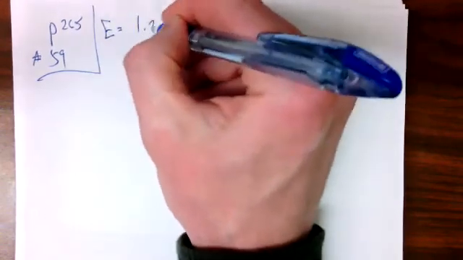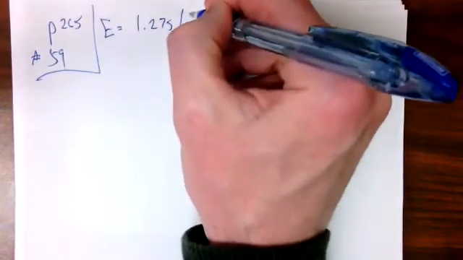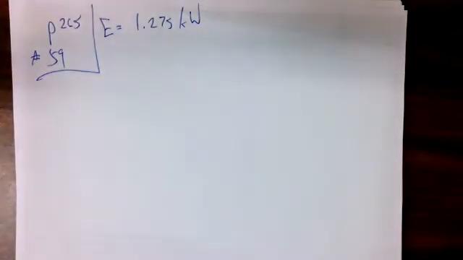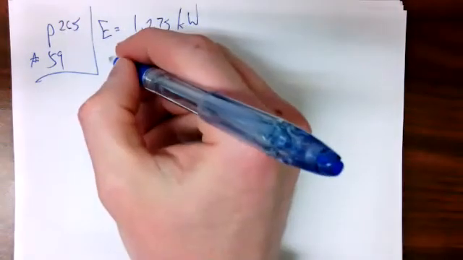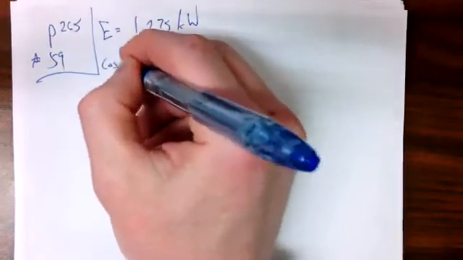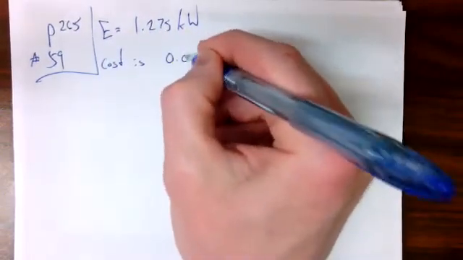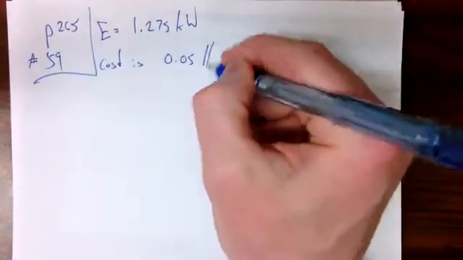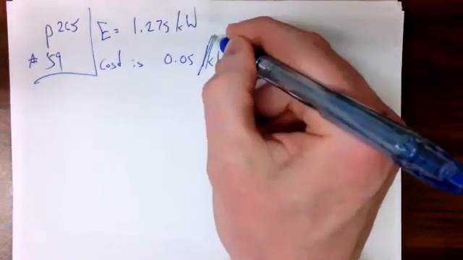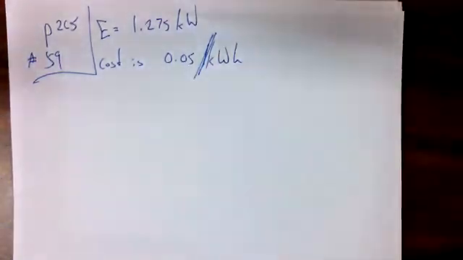Energy is 1.275 kilowatts. Electricity is 5 cents, so the cost is 0.05 per kilowatt, that's per kilowatt hour. What is the cost of heating a cup of soup in a microwave for 2 minutes?